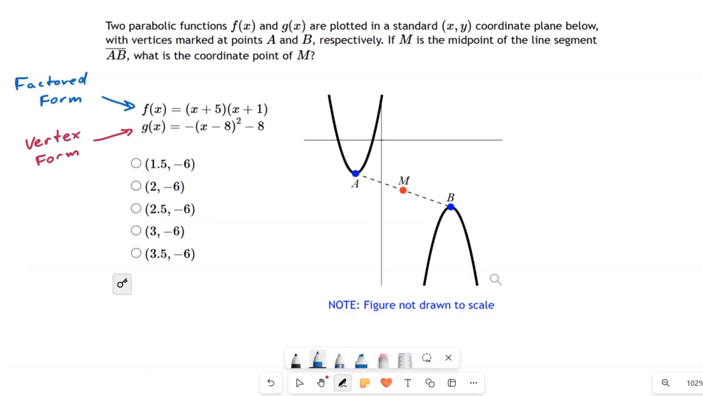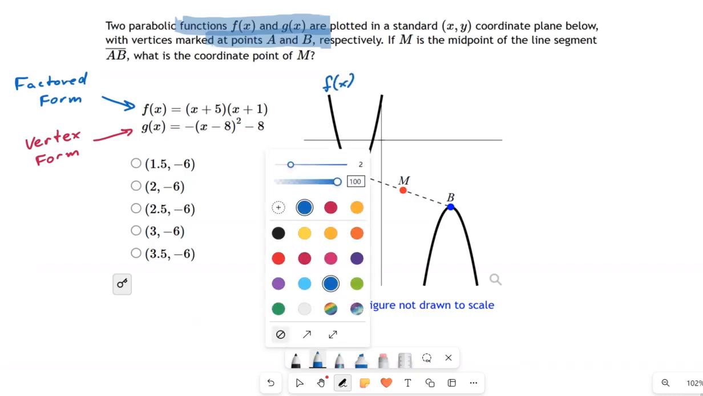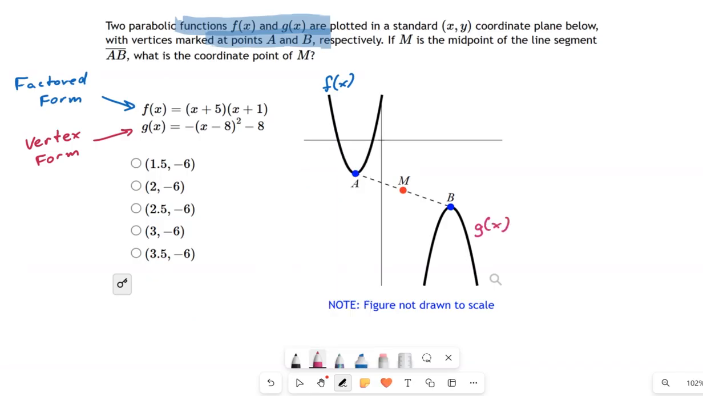Well, you don't need to know offhand which curve is which, because it does tell you, right? It does say functions f and g marked at points A and B respectively. So what that's telling us is that this is f of x, and this other guy down here, well, that's g of x. Okay, so that's helpful, and we didn't even need to know math. We just needed to read for that part.